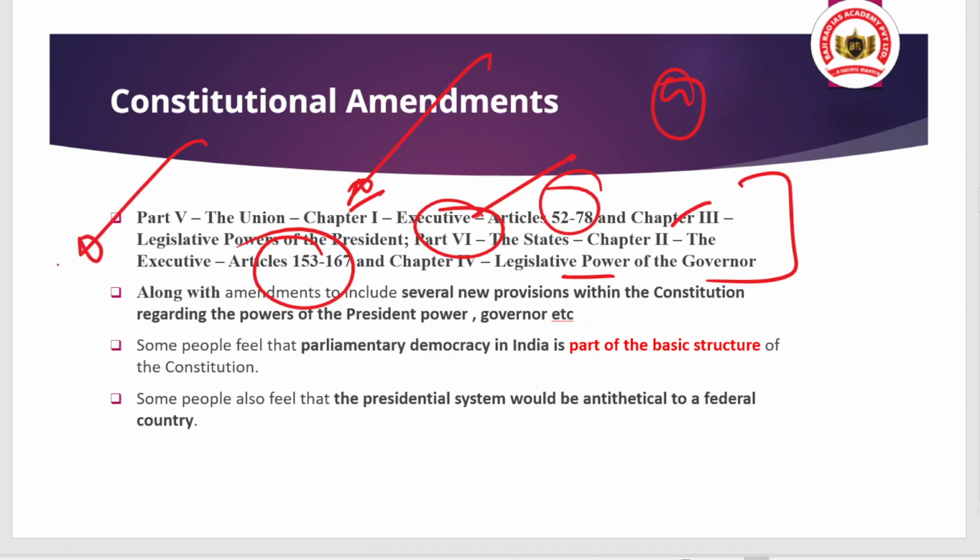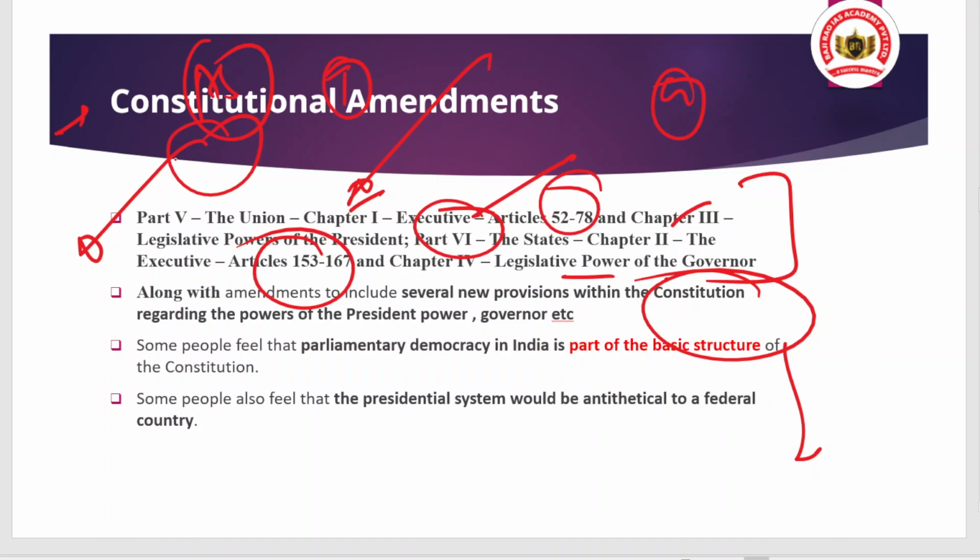Along with, some people say that parliamentary democracy in India is a part of the basic structure. So that means what? As per the Supreme Court's decision on basic structure, it means the fundamental pillars of the constitution. If you alter the fundamental pillars, that means you are changing the core philosophy of the constitution itself. So if any provision of the constitution comes under the basic structure, an amendment to change the core philosophy of that provision will not be accepted by the Supreme Court.